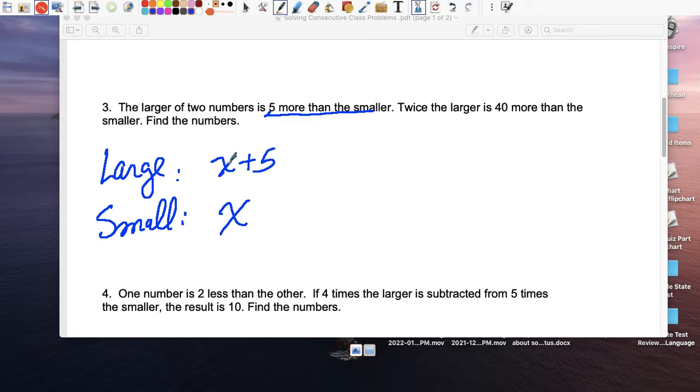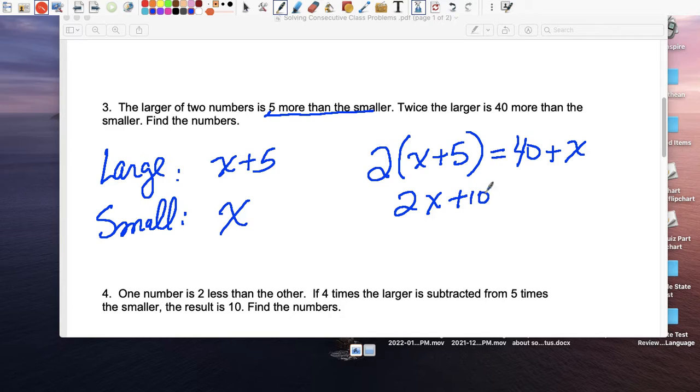Let's take that information and set up the equation. So twice, 2 times, the larger, which is x plus 5, and again 2 terms, so put it in parentheses, equals 40 more than, again addition, the smaller, which is x. And there's your equation. From here on, it really should be simple.